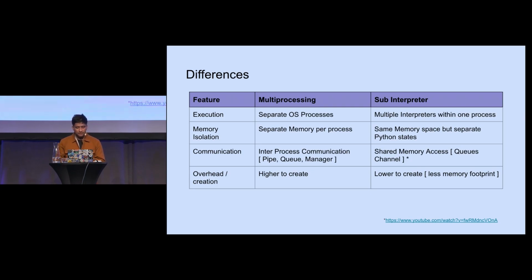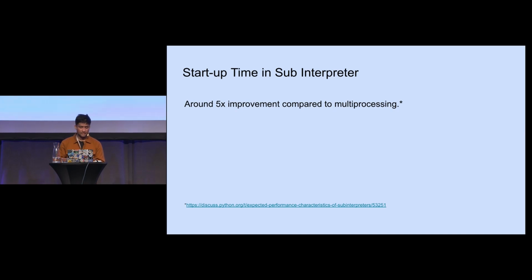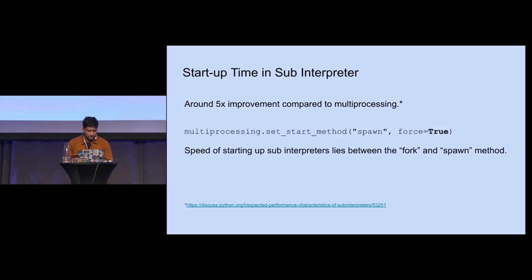So let's dig deeper into how much benefit we can get with the interpreter. The first thing is startup time. We can assume there is around a 5x improvement, based on discussions from the forums. Many community members are benchmarking sub-interpreters against multiprocessing. And there's one catch here.